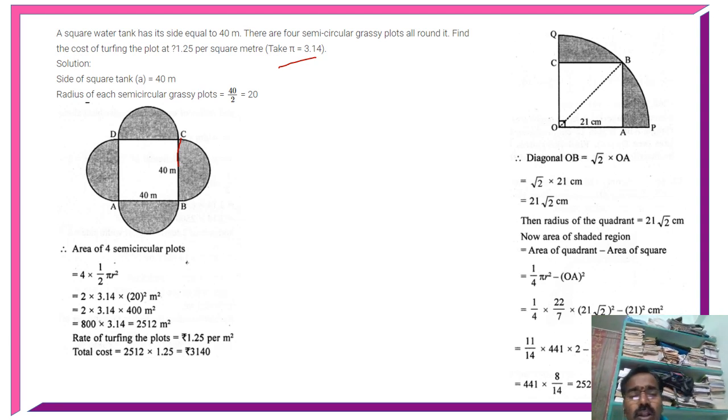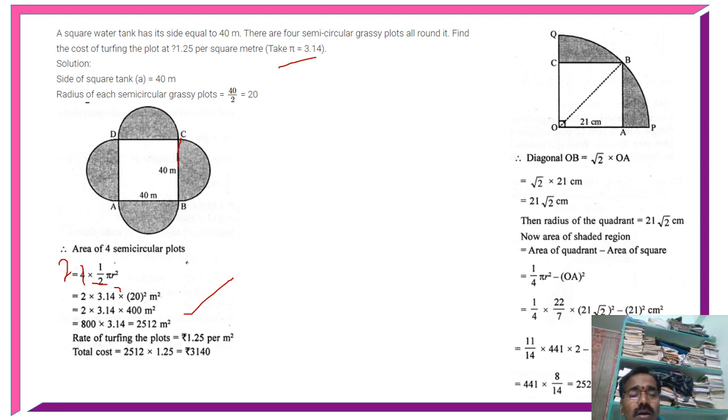Then after we got the value, substituting after, but here the value of pi is given as 3.14. Keep in mind 2 into 3.14 into 22 by 3.14 into 20 into 20. As we know, 3.14 we substituted, the 2s cancel. You can do it any way you like, but the final answer should be the same. So we got the final answer 800 into 3.14, which is 2512 meter square.